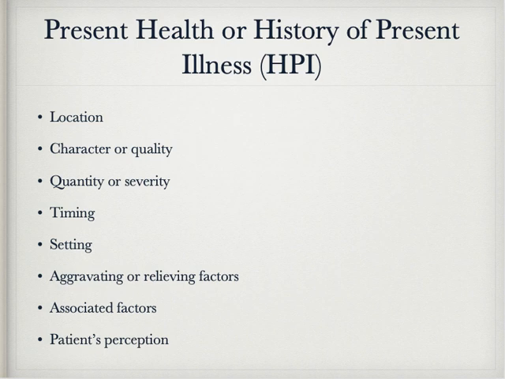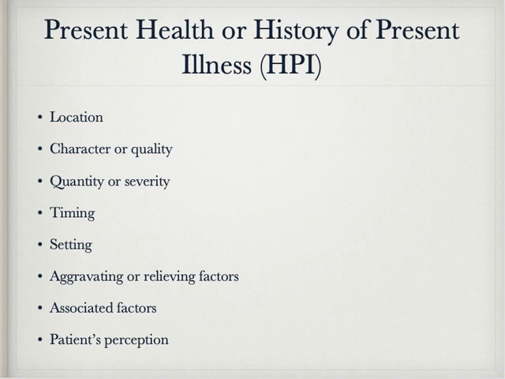So character or quality would be like, for instance, with abdominal pain. Is it sharp pain? Is it dull pain? Is it like a dull, boring pain? We're just trying to focus in on that symptom, essentially, and characterize it. Or let's say a cough. Is it a productive cough? Is it a dry, hacky cough? Things like that. So you're just characterizing it.